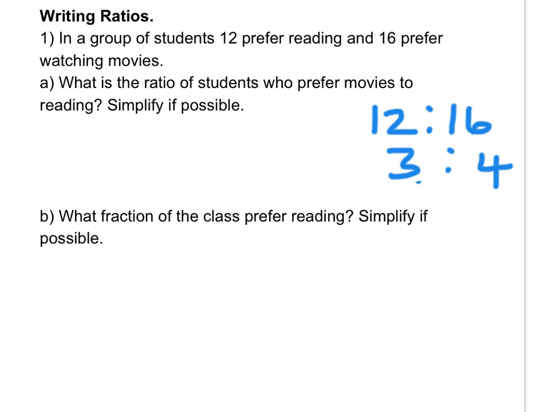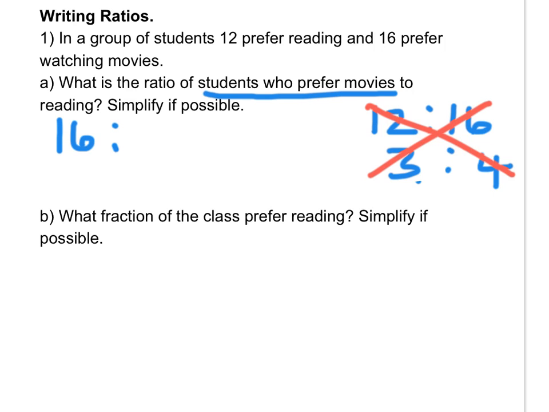That's actually wrong. The reason it's wrong is because it asks you for the ratio of students who prefer movies, so that number must go first. Movies to reading. So the number of students who prefer movies is 16, reading 12. So the ratio is 4 is to 3.